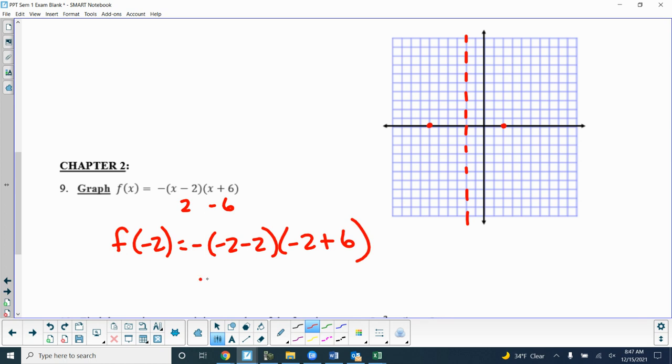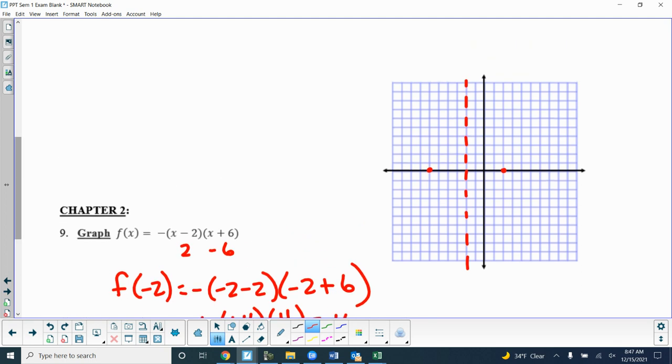Okay, so I got the negative there, that's a -4, and that's a +4. Well, these 2 negatives make it positive, so I get 16. So way up here, off my grid, like up here probably, is my vertex. So that gives you 3 points you can use if you're not going to use the calculator.